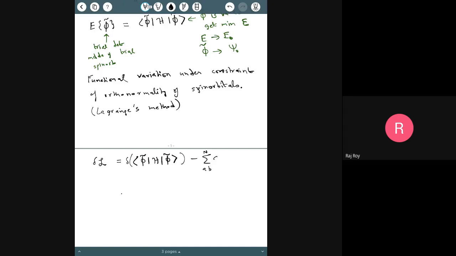In our case, we want all pairs of spin orbitals to be orthogonal. So we have a number for every pair. Okay. And this is what we will minimize. We will minimize the Lagrangian, which means that the change in the Lagrangian will be 0.